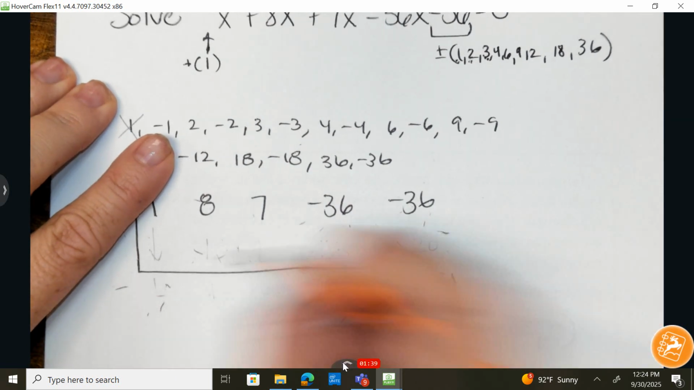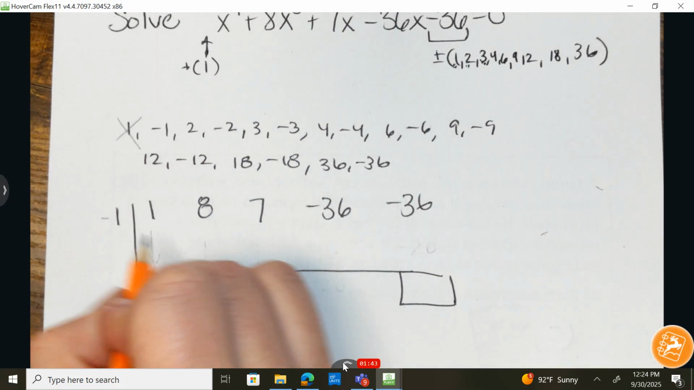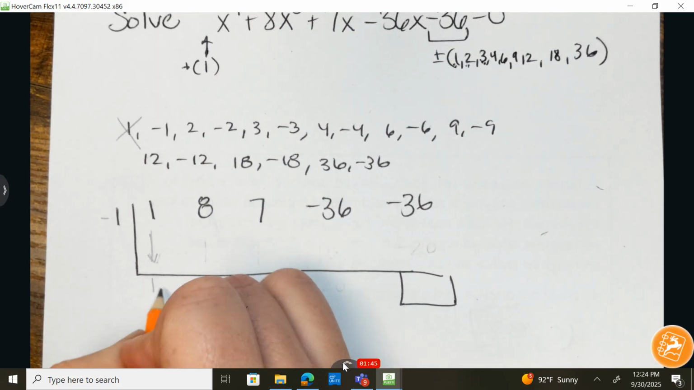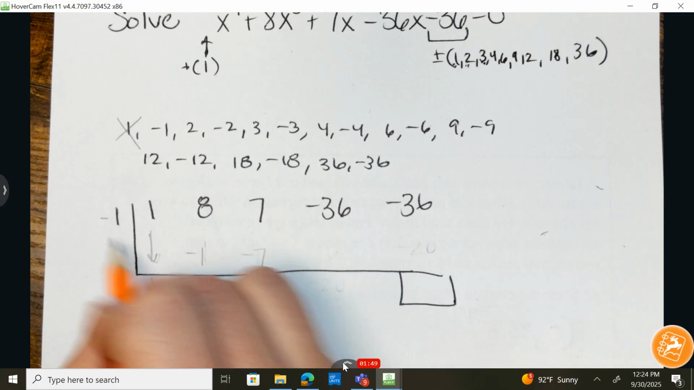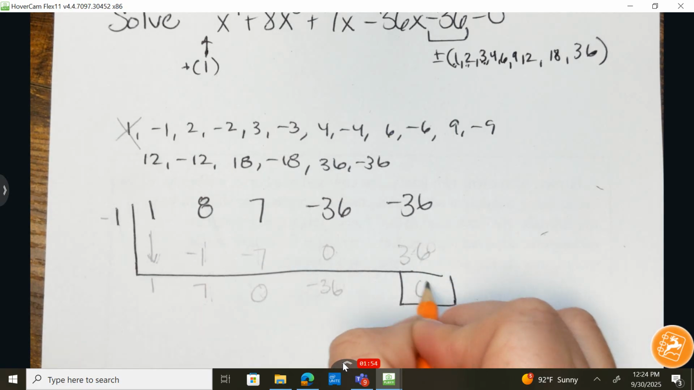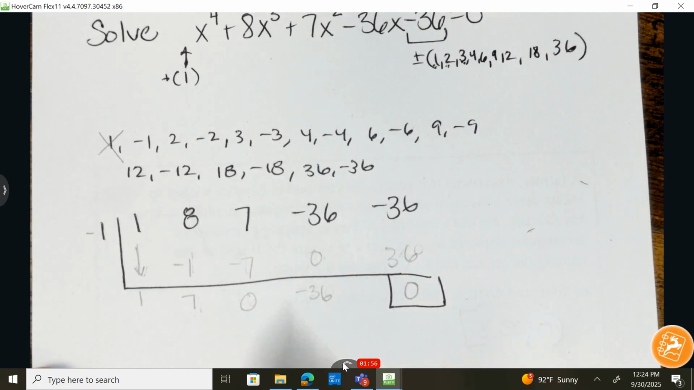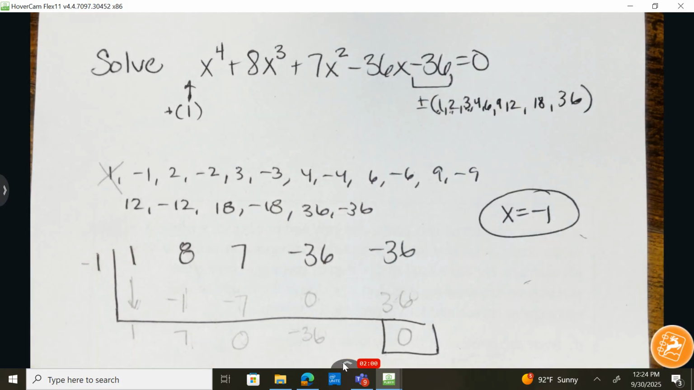Next, I'm going to try -1. Drop down, multiply and add, multiply and add, multiply and add, multiply, and it works. Okay, so -1 is one of the 4 solutions. When it says solve, we are locating the solutions.